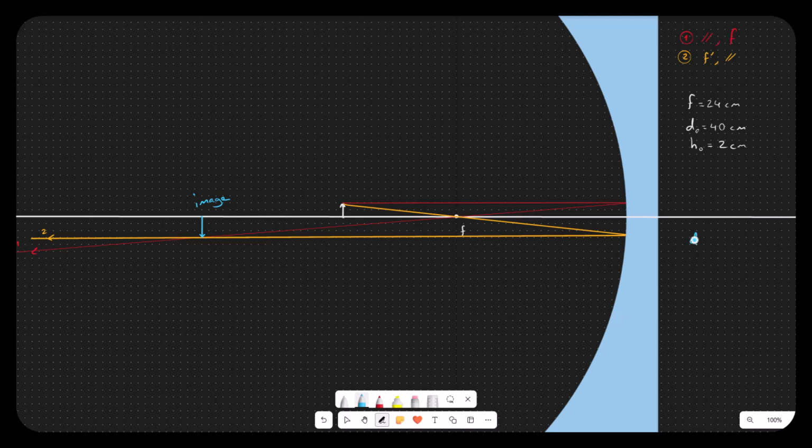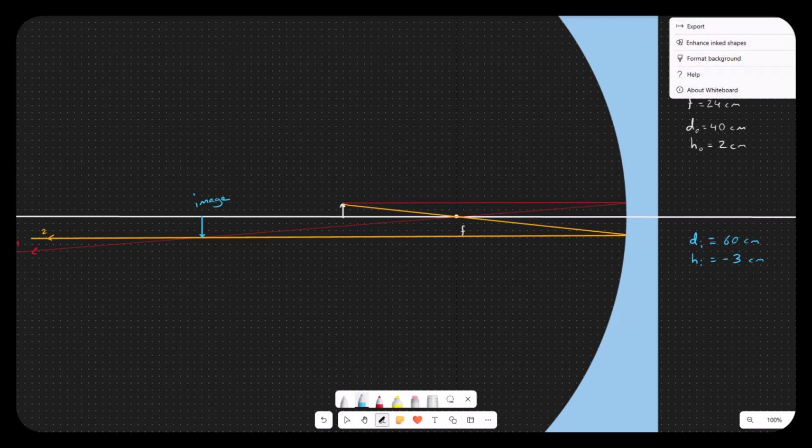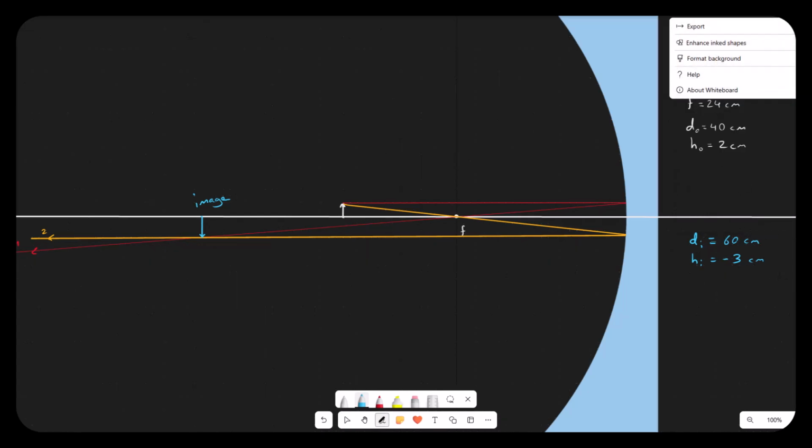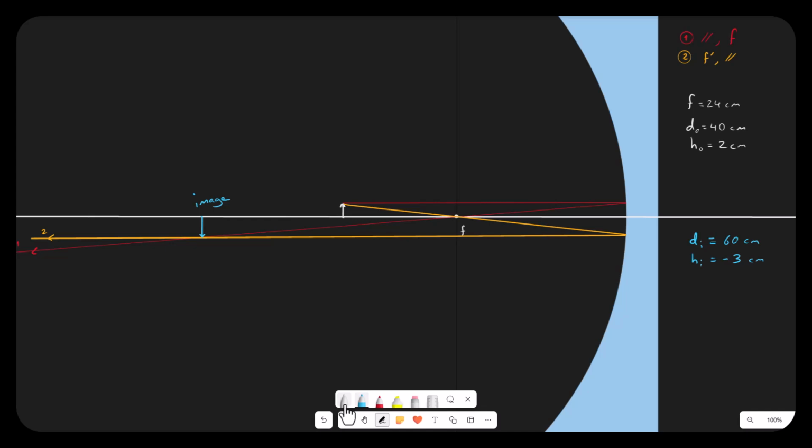My image distance is 60 centimeters. My image height is negative because it's upside down, and that looks like 3 centimeters. And now I'll turn off the background dots and we'll take a look. So I found my image. This was my object over here.